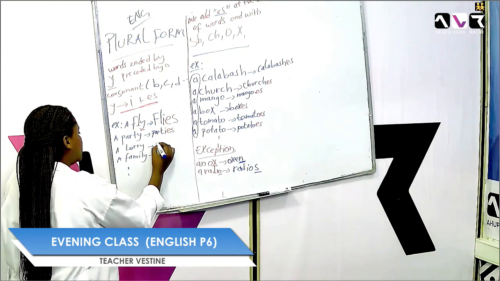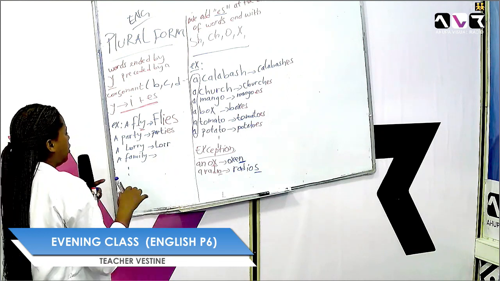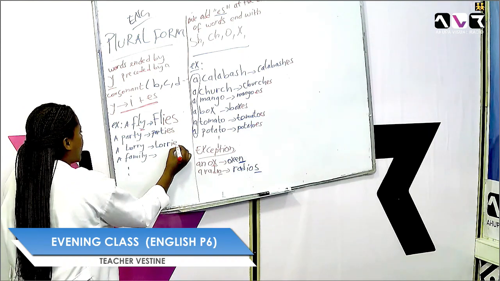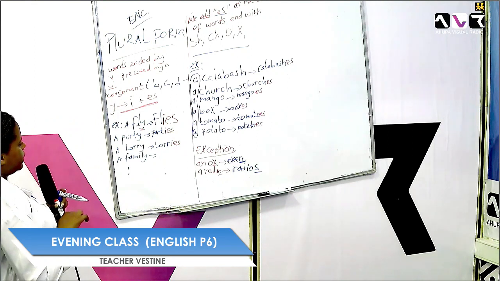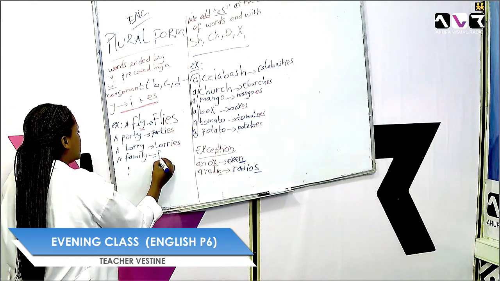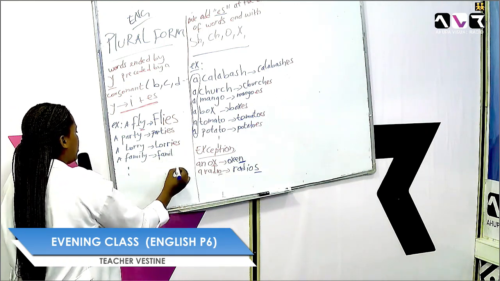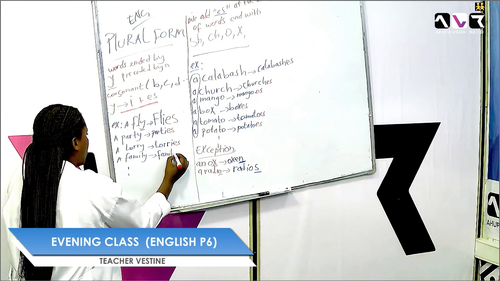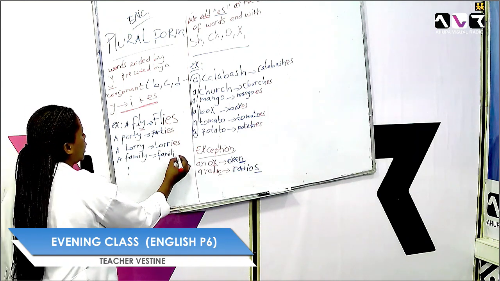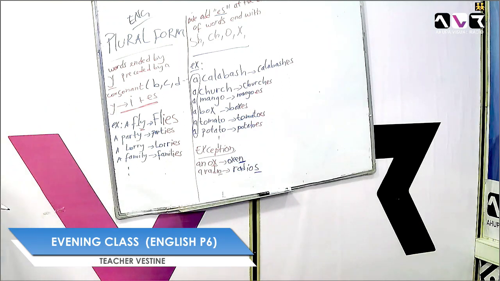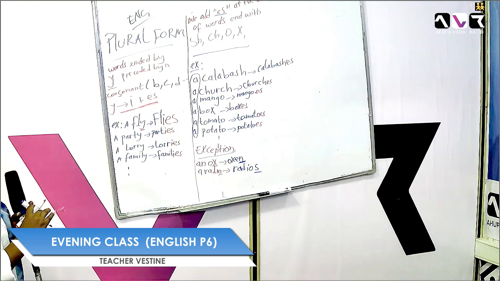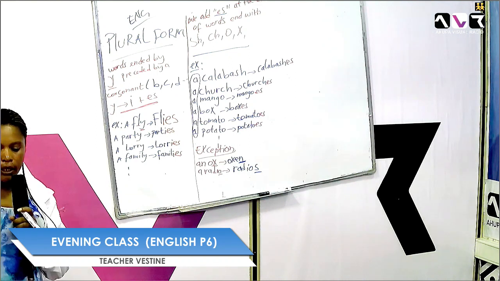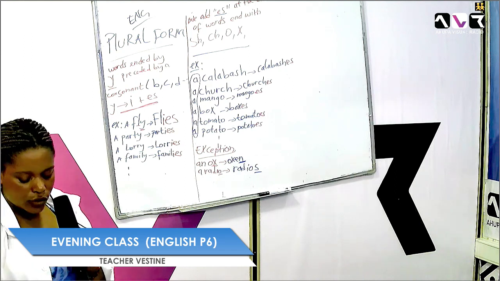A lorry. That's why I changed it into I, and then after we add ES, we say lorries. A family. When we have more than one family, that's why I changed it into I. And then after we add the ES and we say families. Those are the examples of how we can proceed when the word is ended by Y, that Y preceded by a consonant.